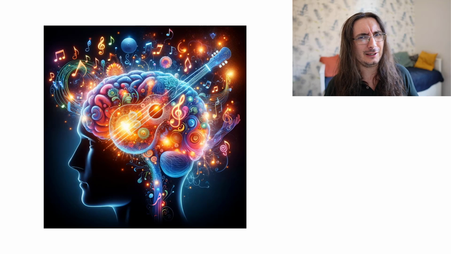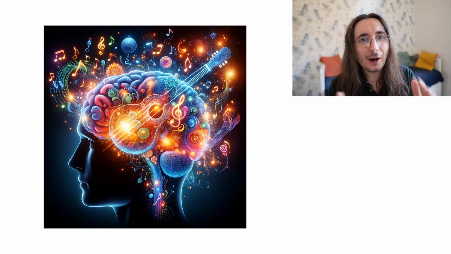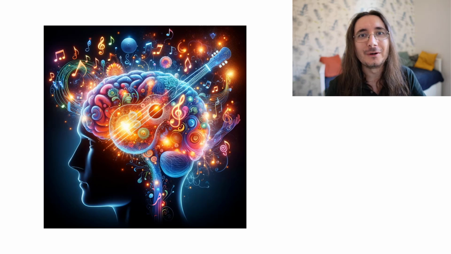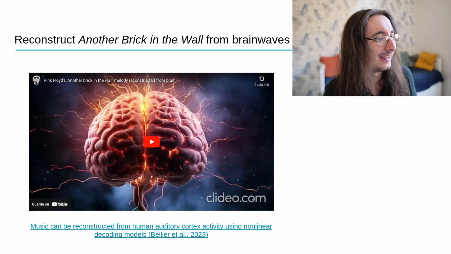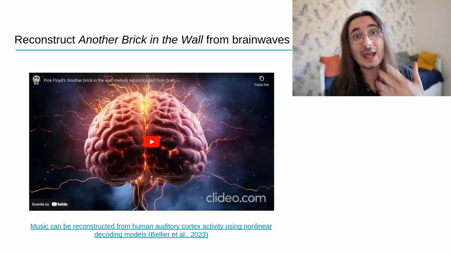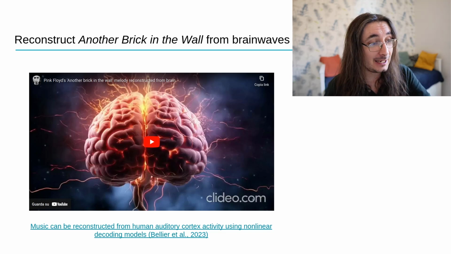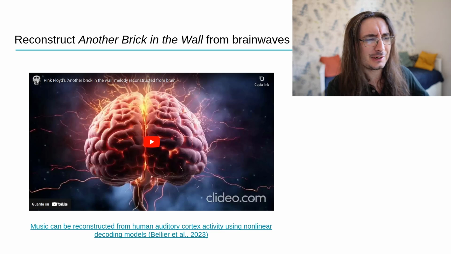Now, this may sound a little bit weird, that we have this representation of music in the brain, but it is indeed a representation, and there's been a fantastic paper that came out last summer in 2023, I think it was August, and it completely blew my mind. These researchers were able to train a model to use brain waves to reconstruct a piece of music, and that piece of music was the famous piece by Pink Floyd called Another Brick in the Wall. So let's listen to this because it's quite amazing.